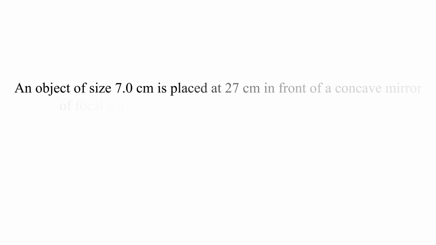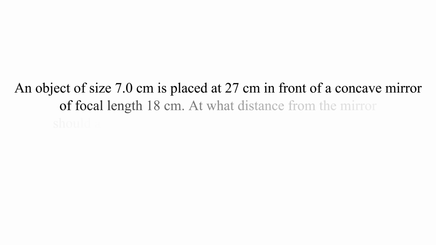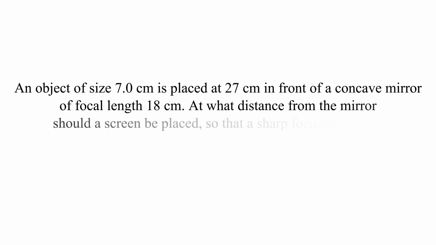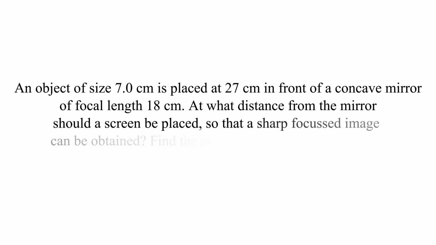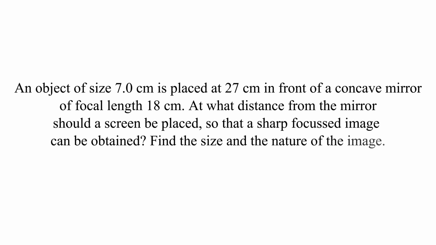Moving on to the next problem. The problem states that an object of size 7 cm is placed at 27 cm in front of a concave mirror with focal length 18 cm. At what distance from the mirror should a screen be placed so that a sharp focused image can be obtained? Find the size and nature of the image formed.